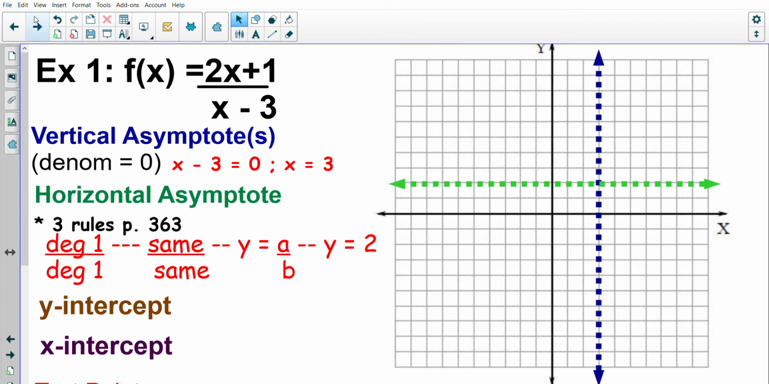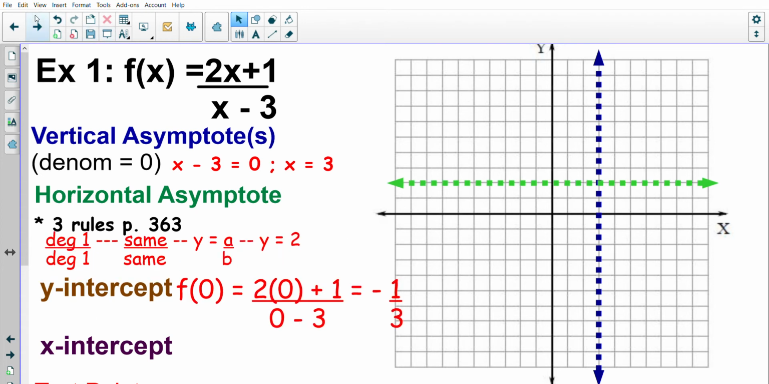Now a horizontal asymptote we get by comparing the degree of the numerator, the biggest exponent, with the degree of the denominator. And what we notice is the biggest exponent in the numerator is 1, and the biggest exponent in the denominator is also 1. So they have the same degree, and according to our rules for horizontal asymptotes, that means we want the equation y equals the leading coefficient over the leading coefficient. Your book uses the letters a and b, so y equals a over b is our horizontal asymptote. So 2 over 1, which is just y equals 2. And that shows up here as the green dotted line.